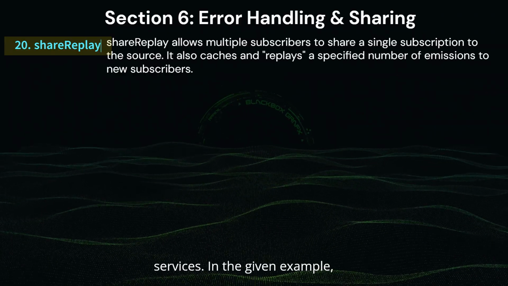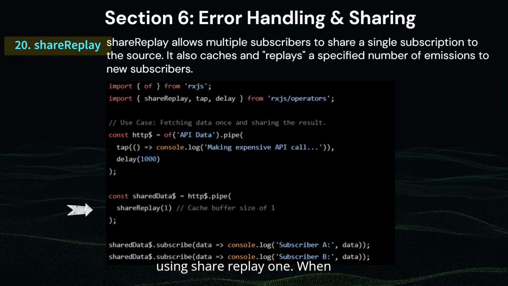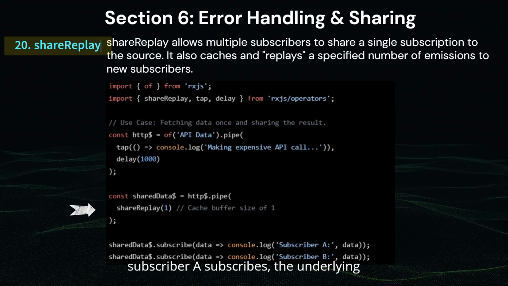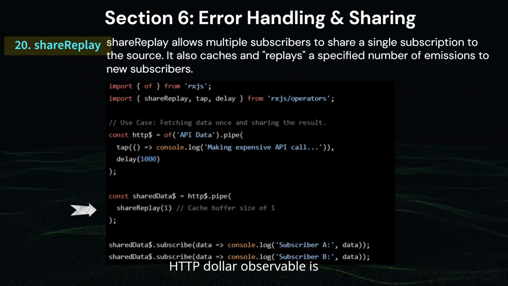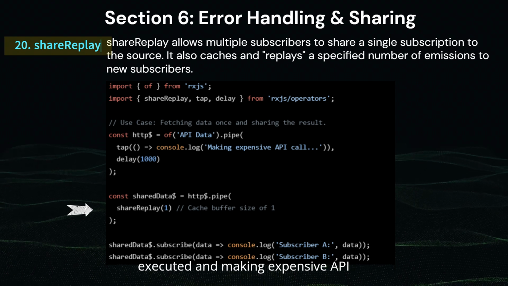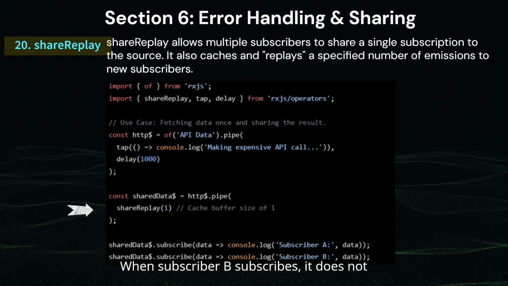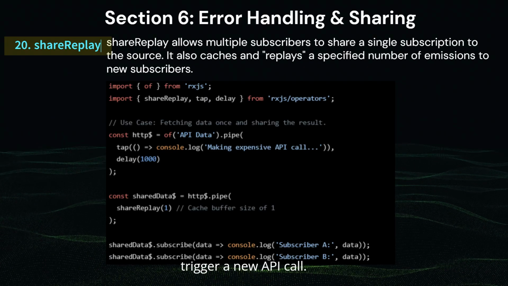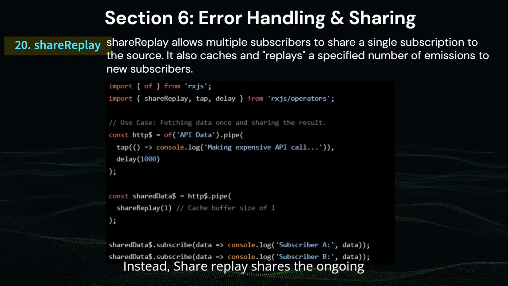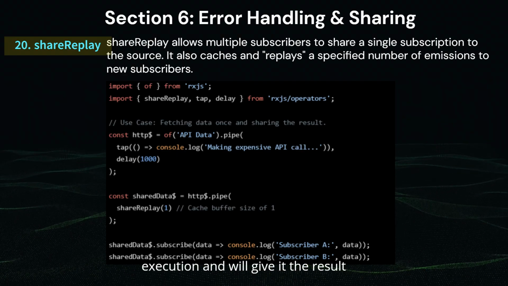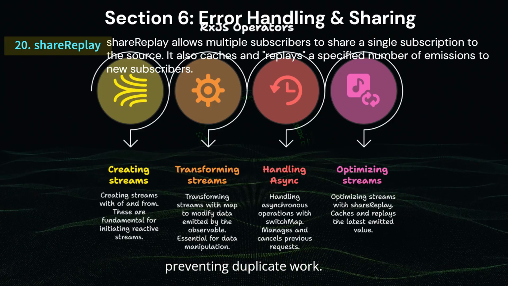In the given example, we create a shared data$ observable using shareReplay(1). When subscriber A subscribes, the underlying HTTP observable is executed and "making expensive API call" is logged. When subscriber B subscribes, it does not trigger a new API call. Instead, shareReplay shares the ongoing execution and will give it the result once it's available, effectively preventing duplicate work.